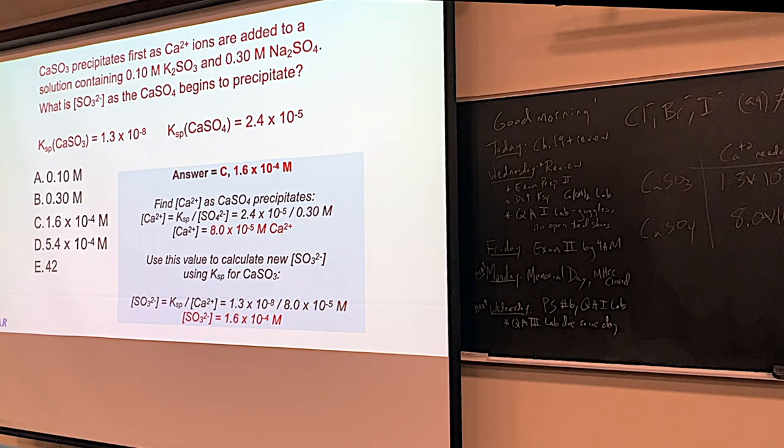And the number that pops up, 1.6 times 10 to the minus 4, is kind of a cool moment for chemists, because in this solution, which was 0.10 and 0.30, now the new solution is still about 0.30 moles per liter sulfate, but we have 1.6 times 10 to the minus 4 sulfite. So sulfite has gone down about 3 orders of magnitude, from 10 to the minus 1 to 10 to the minus 4. And that's when chemists get excited, because we've separated those ions.